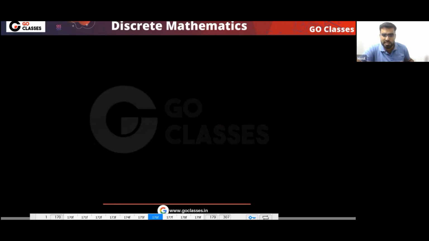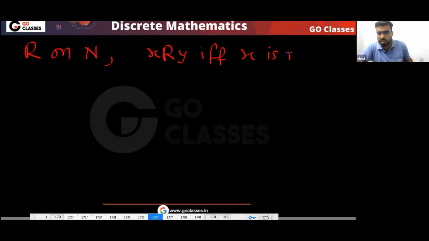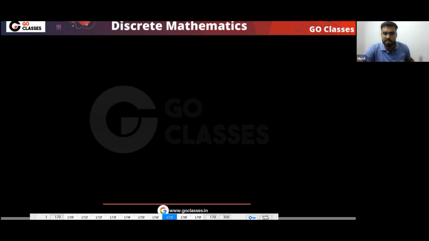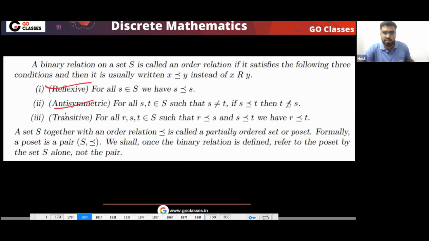So basically this relation, if you notice, is also a partial order relation. I can say relation R on the set of natural numbers: X is related to Y if and only if X is a multiple of Y. Now this relation R is also a partial order relation. All you have to do is check reflexive, antisymmetric, and transitive. These three properties you need to check. So this is the idea.